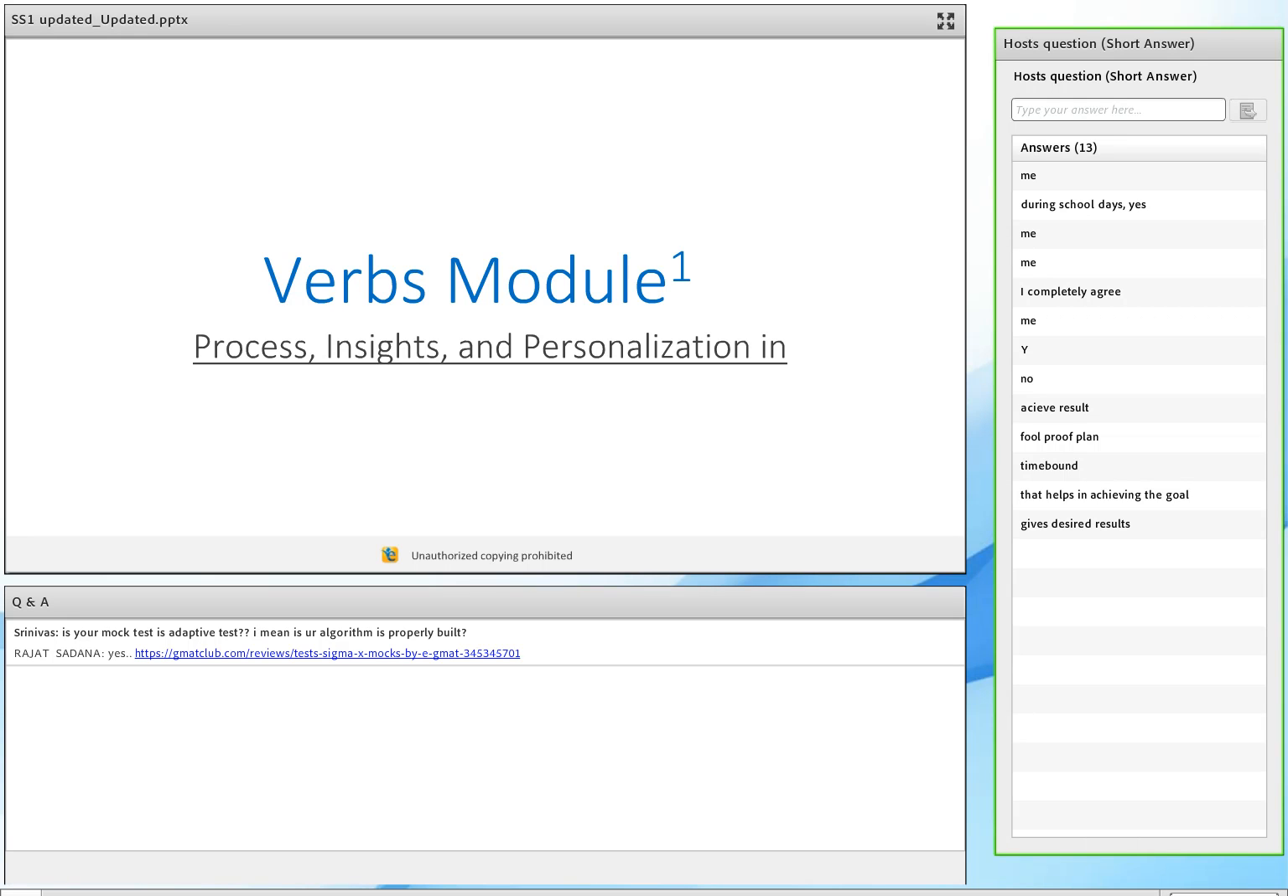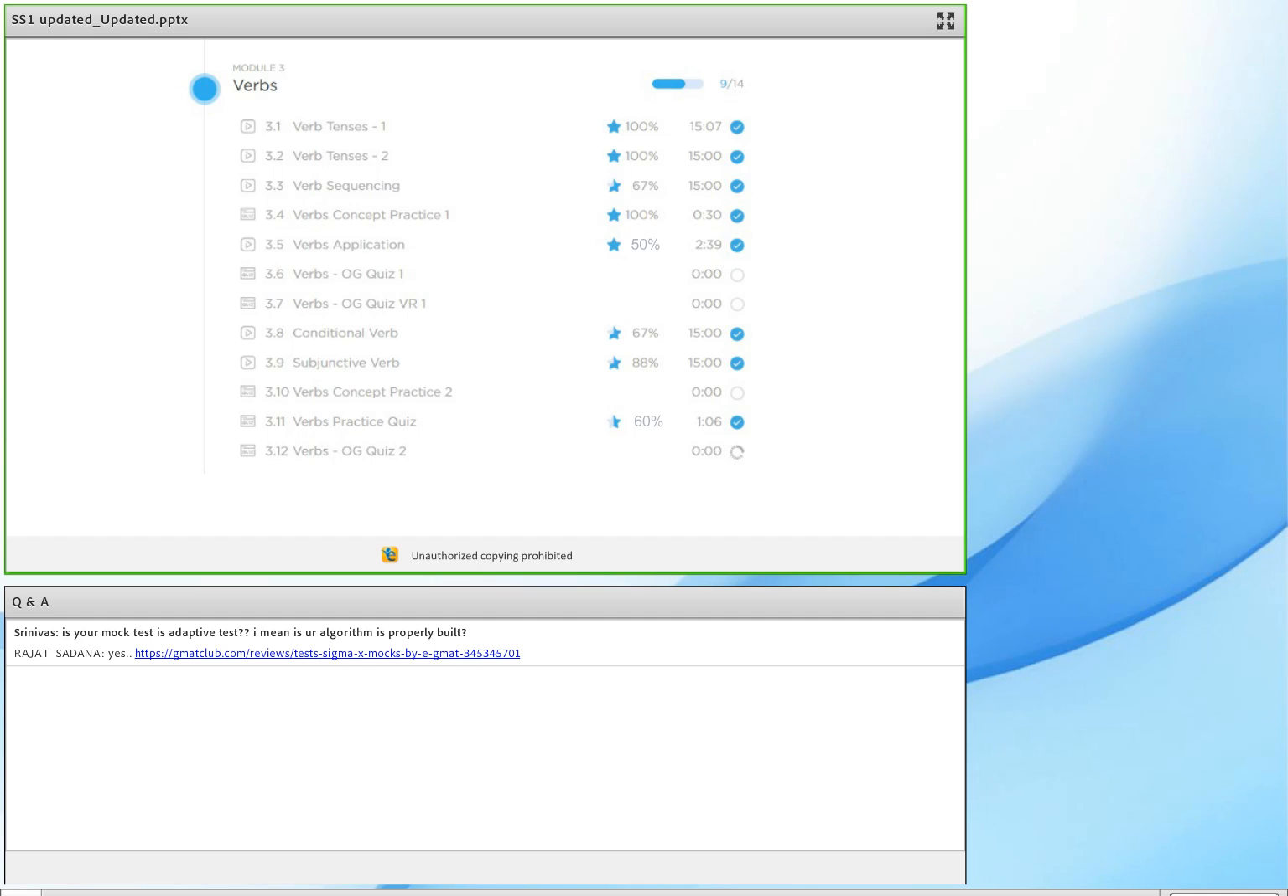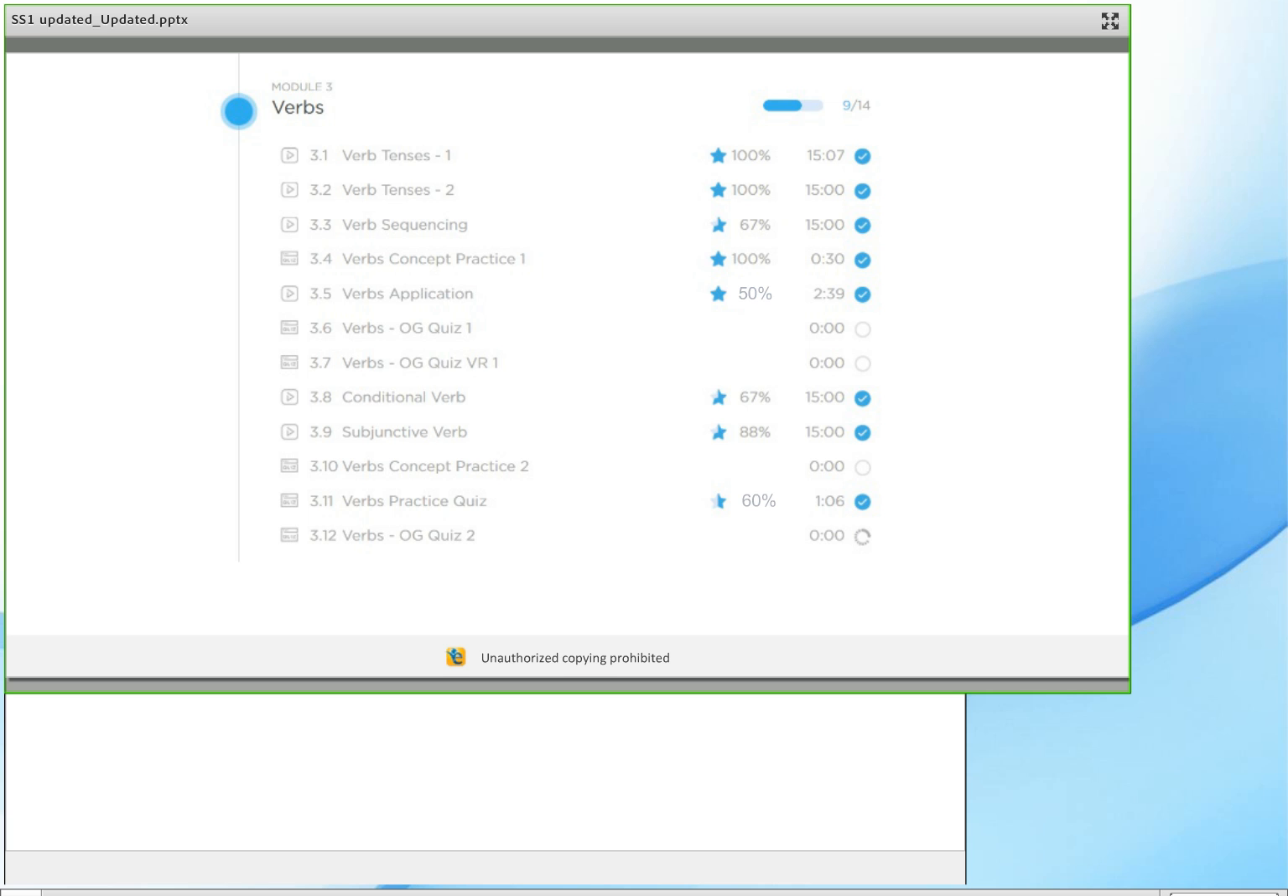Now, let me just explain the impact of this personalization. This is just one of the modules. This is the verbs module. Earlier, I showed the subject verb module. Now I'm going to show you the verbs module over here. What you see in this module is a few things.